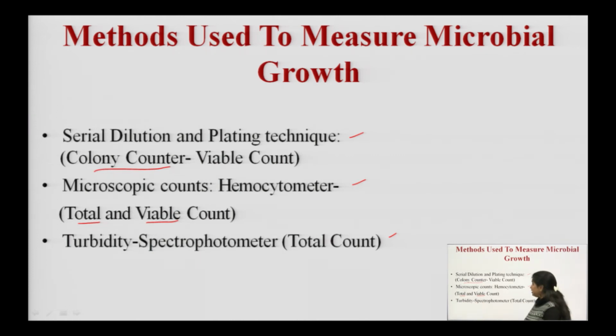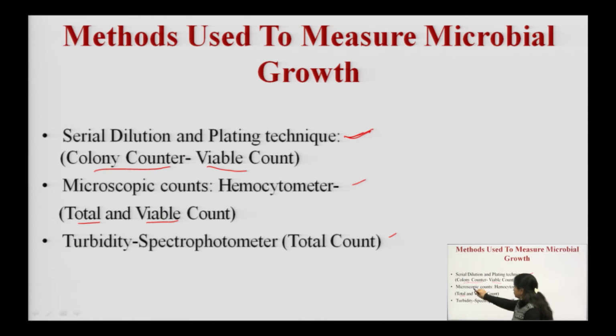So how can we count? There are three techniques, as you can see. The first technique, that is serial dilution and plating technique, gives us the viable count only. By this technique we can only determine the number of living microorganisms. We can't have a total count, or a count of dead microorganisms. We can only go for the viable count, in which we just find out how many living bacteria are there within the culture media or the nutrient media.